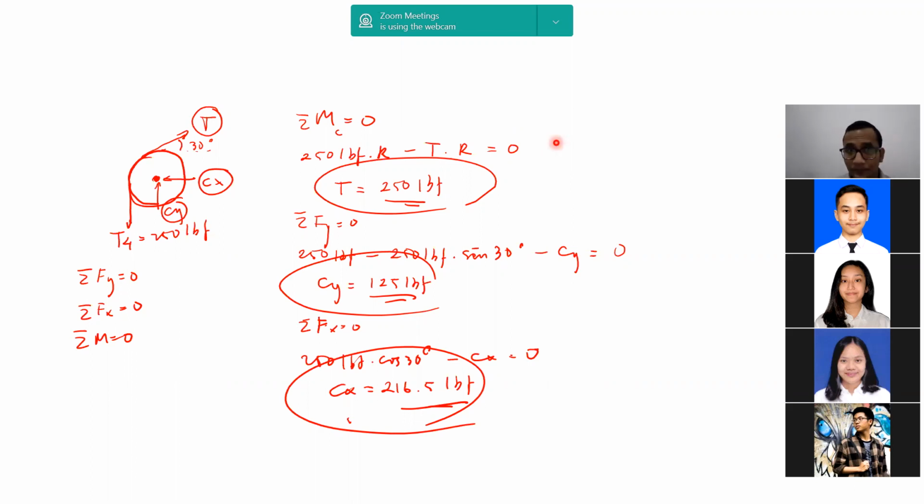In that case, I will continue with the other problem example. So, practice makes perfect. For this statics problem, in order to solve a statics problem, practice makes perfect. That's why it is better for you to practice as much as possible. Okay, I will give you another problem example.